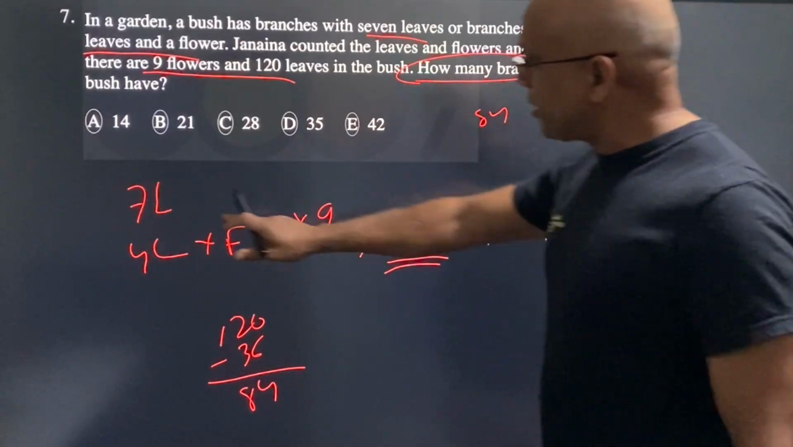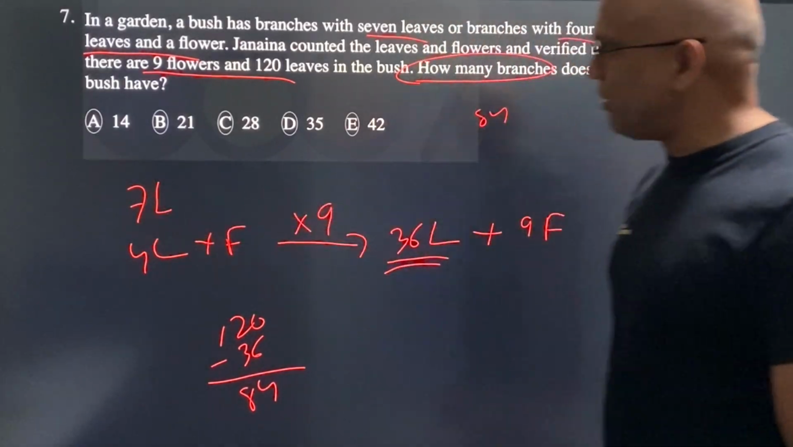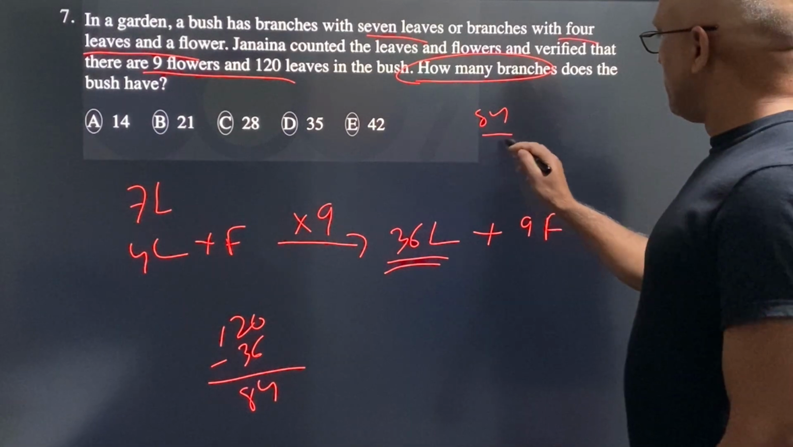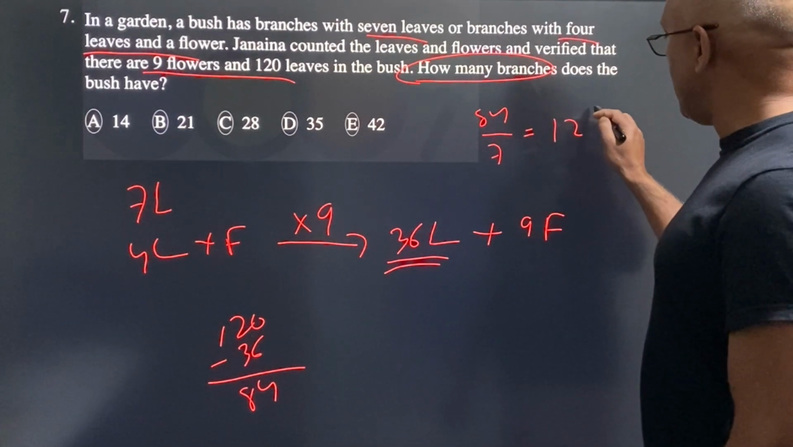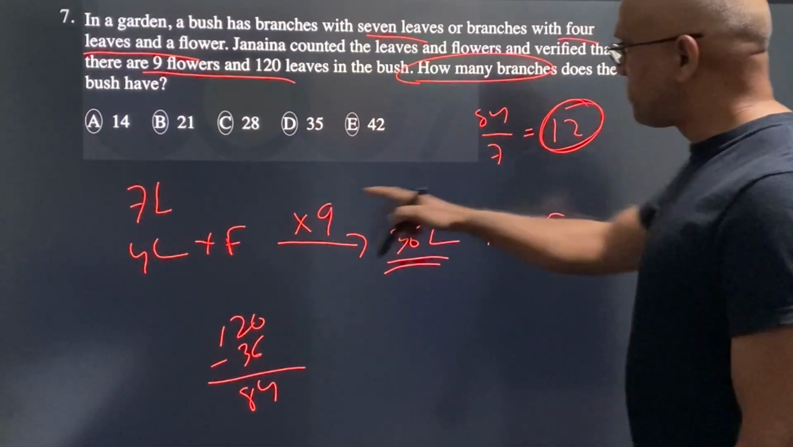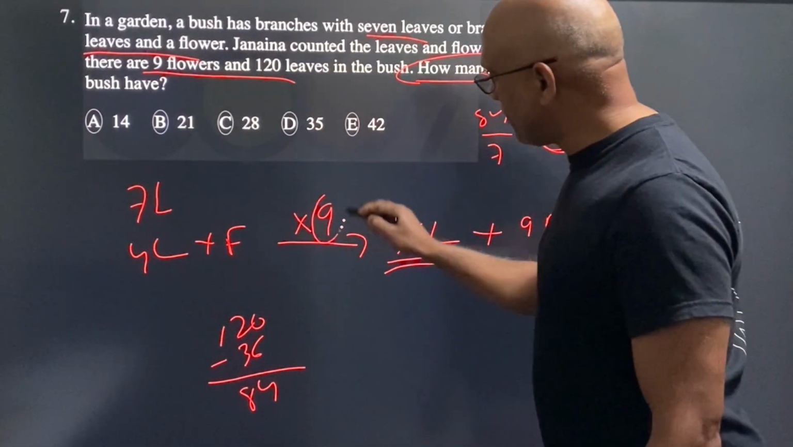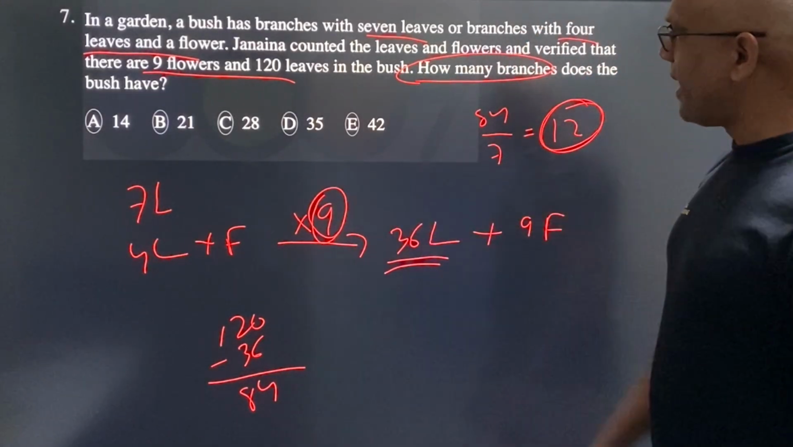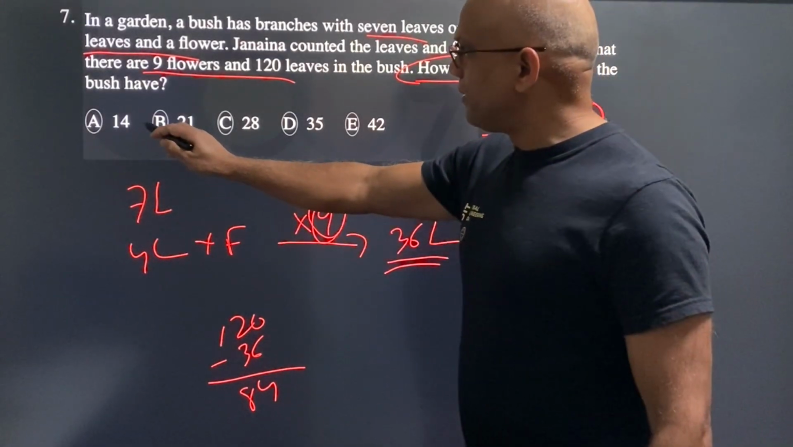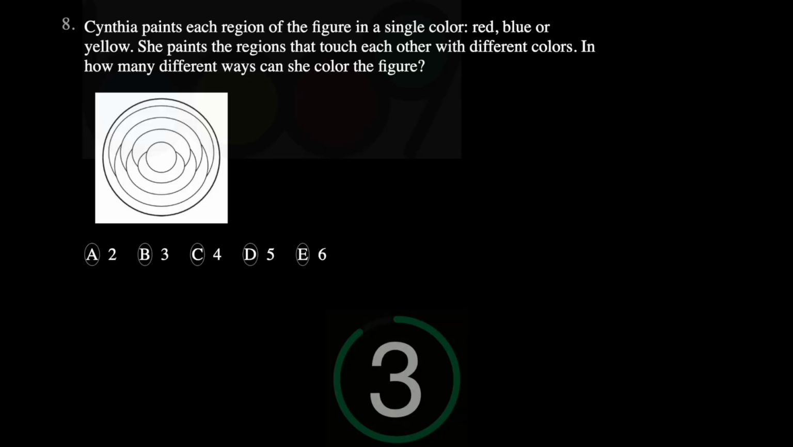So these leaves must come from this branch which has only leaves. So 84 divided by 7 is going to be 12. So I need 12 of these branches. I need 9 of these branches. So that gives me a total of 12 plus 9 is 21. There must be 21 branches.